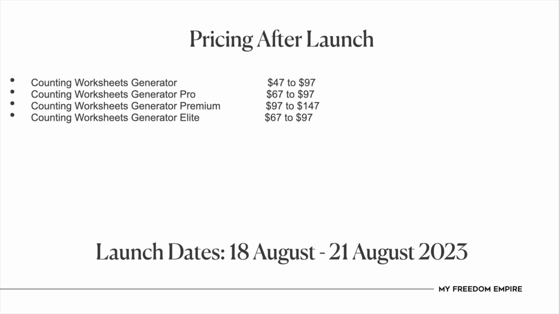Okay, so what about after the launch? How is the pricing going to look once these discounts have ended? For the Counting Worksheets Generator, which is $47 during launch, that will go up to $97. For the Pro version, which is currently $67 during the launch, that will go up to $97. For the Premium version, which is currently $97 during launch, it will go up to $147. And the Elite version, which is $67 during launch, will go up to $97.